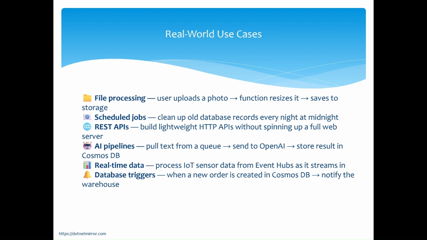The other one is AI pipelines. This is huge right now. You can pull a customer review from a queue, send it to an OpenAI API for sentiment analysis, and save the results in a database, all with just a few lines of code. The other use case, IoT, processing thousands of sensor data points coming in from an event hub in a real time scenario, you can use Azure Functions.